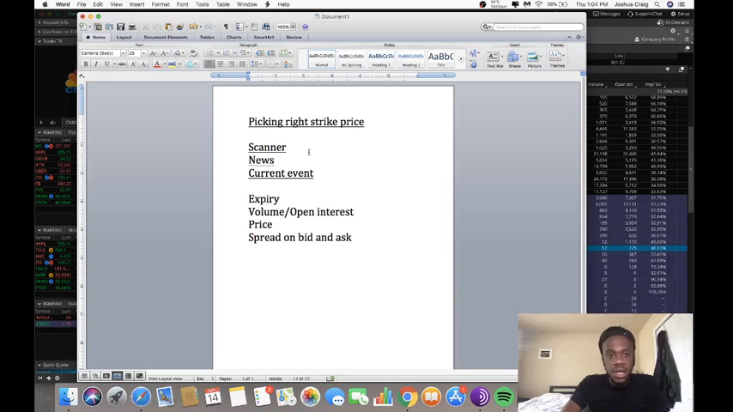Just looking at what's going on in the market. Where the smart money is at. Because a lot of times these smart money guys are going to go ahead and get into the trade way before it really hits the news. So having that scanner and being able to see where that money is going really helps.